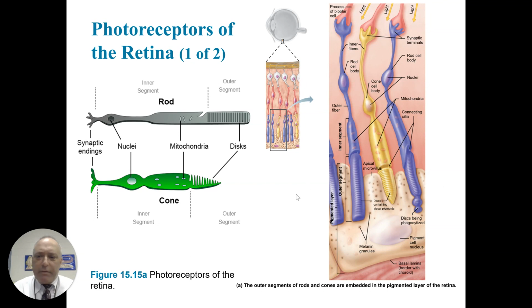Okay, so the photoreceptors of the retina come in two flavors. They're rods or cones, and this outer segment is embedded in the retina, and the rest of the rods and cones are exposed to the humor. And we've got our synaptic endings, where we would then synapse with an interneuron.